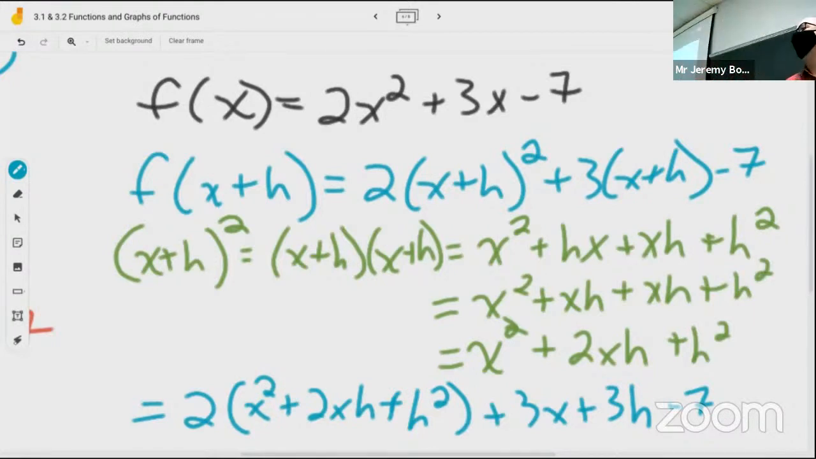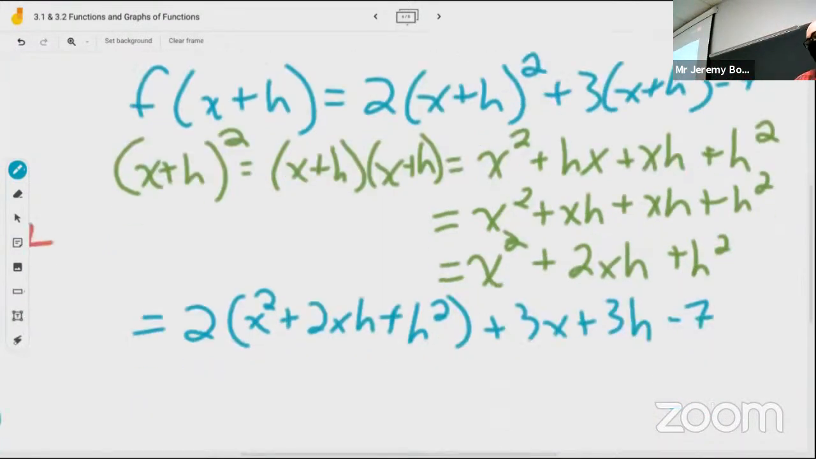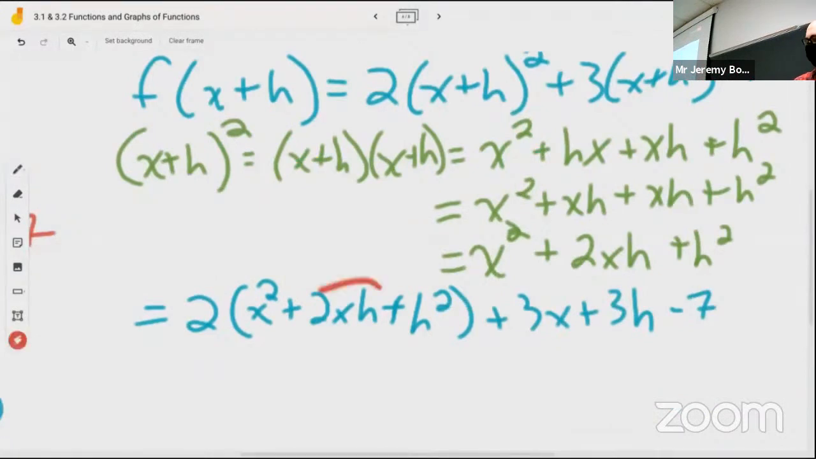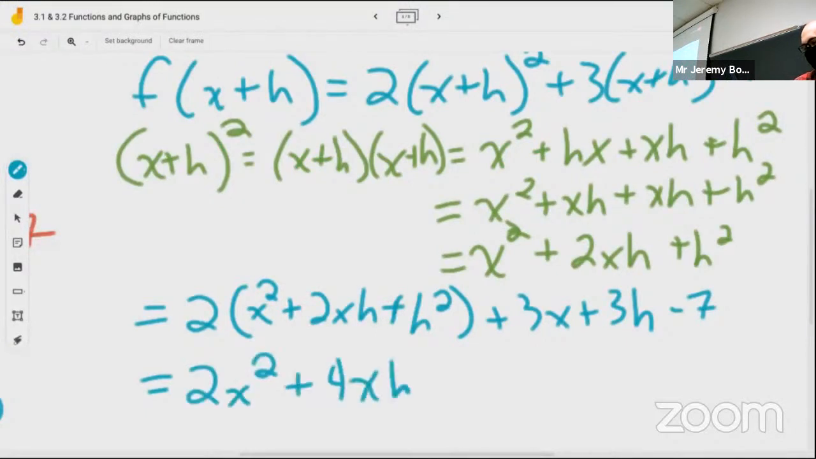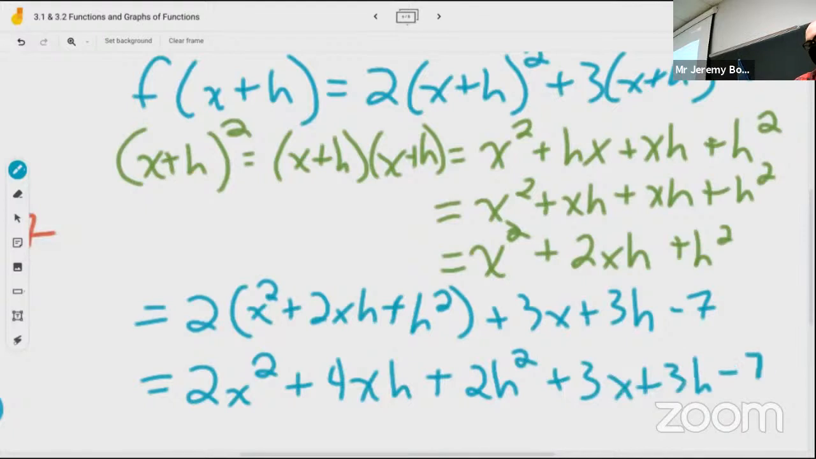And then the last thing we need to do is distribute the 2. Don't forget to distribute it to that middle term. That's where everybody messes up, in my experience. So we'll have 2x squared plus 4xh plus 2h squared plus 3x plus 3h minus 7. We look to see if there are any like terms. There are not. That's that.